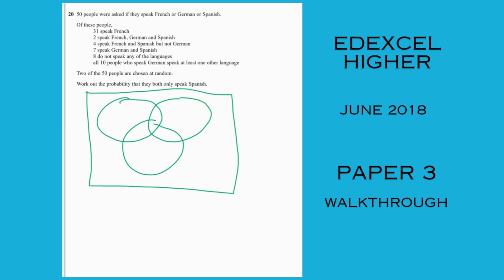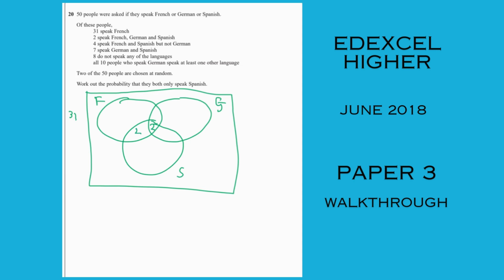Always make them slightly bigger than you think you're going to need. I'll go for French up here, German and Spanish, and we do one thing at a time. 31 speak French. Don't know where that 31 goes, but these 4 segments need to add up to 31. We'll come back to that. 2 speak the lot. 4 speak French and Spanish, but not German.